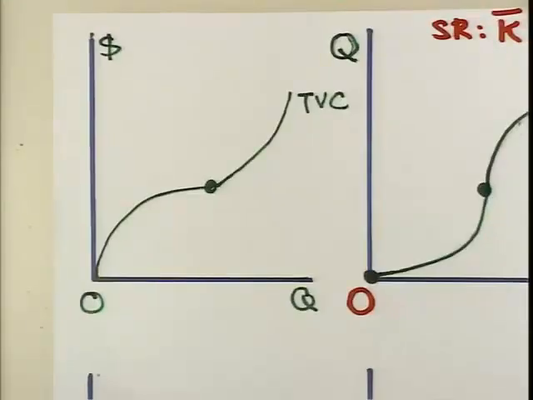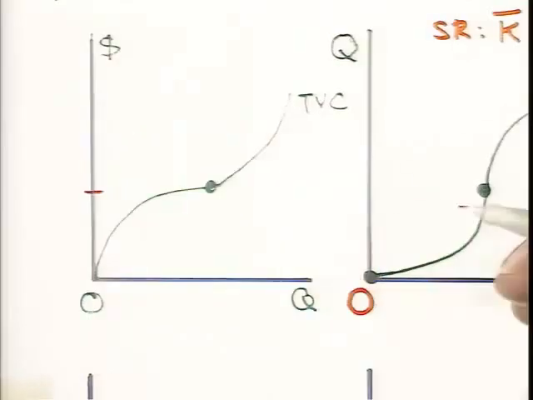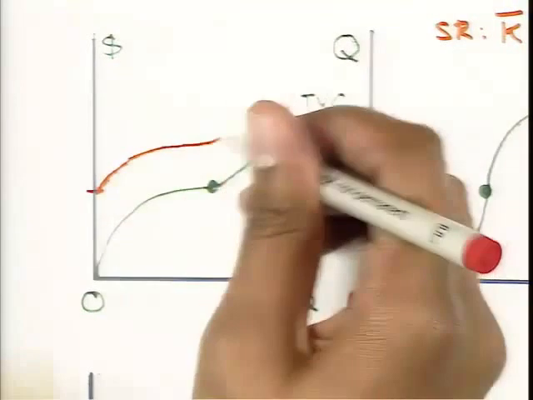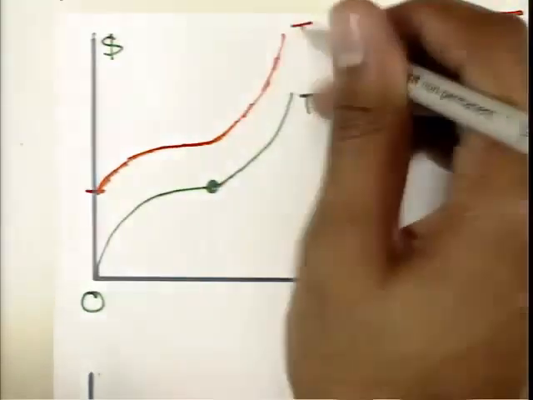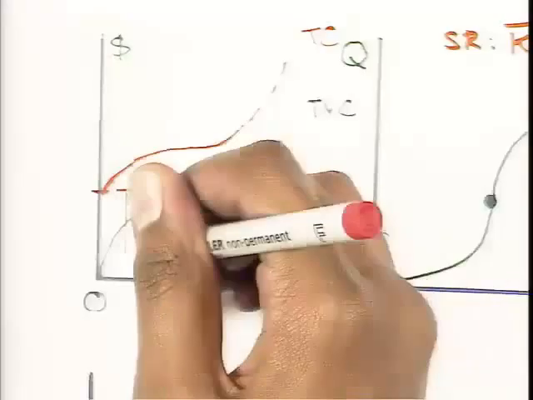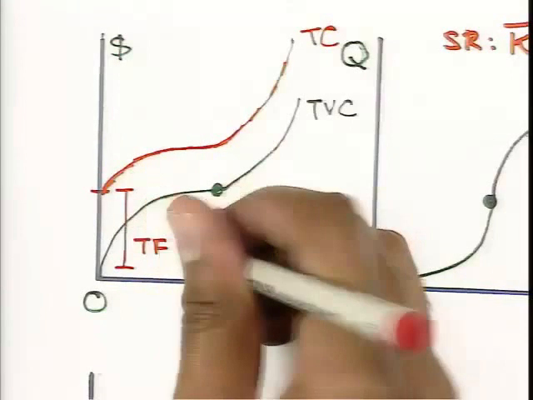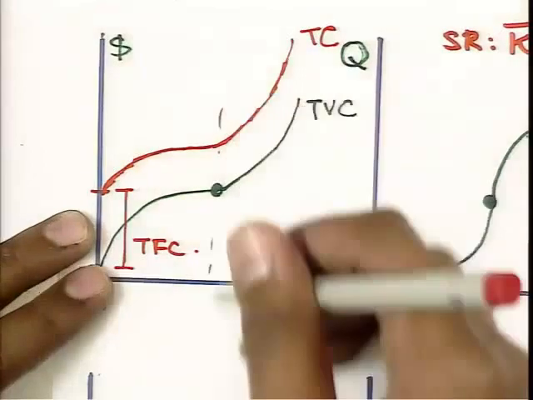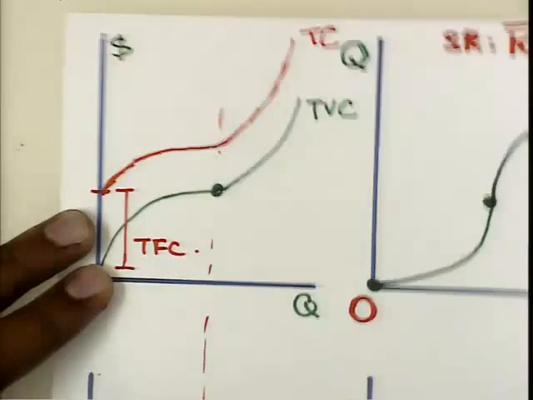To that, we add our fixed cost, which parallel shifts my total variable cost curve to give me the total cost curve. The vertical distance is the total fixed cost. Again, our aim is to see where in the world the supply curve came from. The supply curve is actually your marginal cost curve.